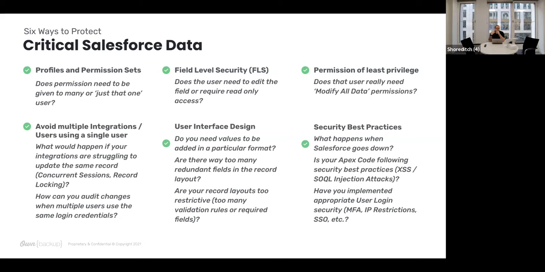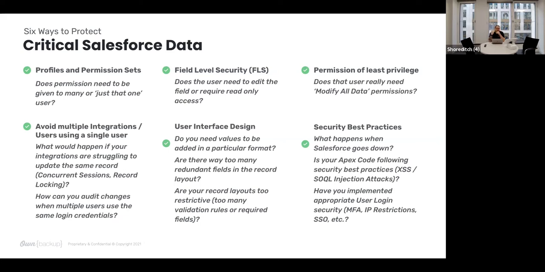Think about concurrent sessions and record locking. That is one of the things that can cause some damage to Salesforce and to any other application, because it can impact the data that you might be storing. So my advice is always to separate those integrations out. And also, if you have got users that are using a single user account, well, first of all, it's a very bad idea, and I'm pretty sure you know that.